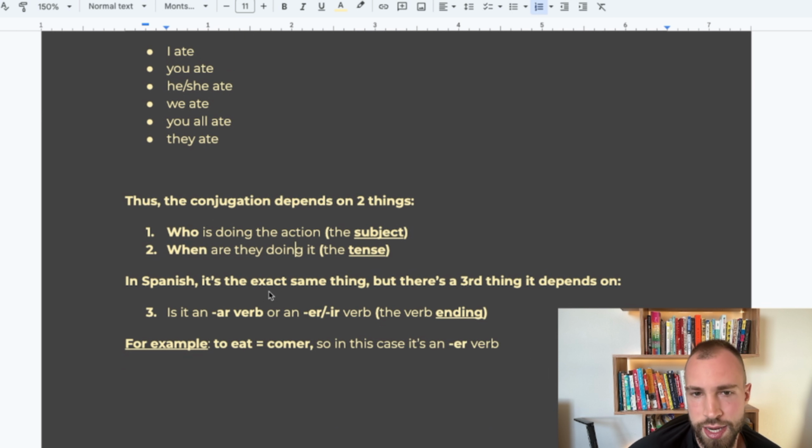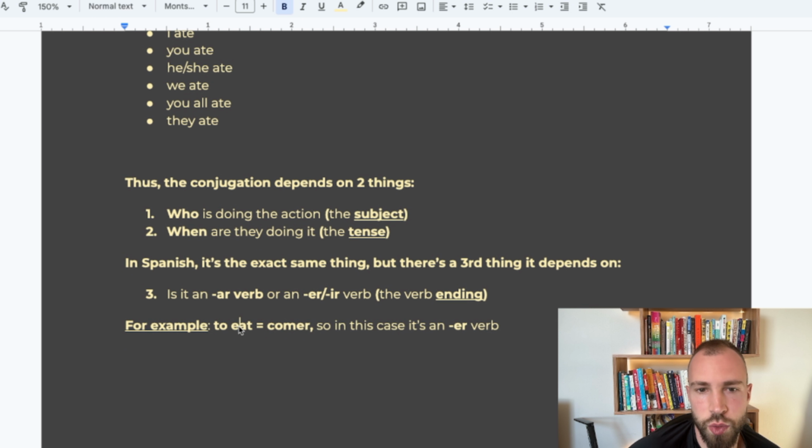In Spanish, it's the exact same thing. But there's another thing it depends on, a third thing, which is the verb ending. Does the verb end with AR, in which case it's an AR verb, or does it end with ER/IR? They share the same pattern. So that determines as well what conjugation it is. For example, the verb to eat in Spanish is comer. So the verb ending is ER, as you can see. So it's considered an ER verb, and it's going to follow the pattern for whatever ER verbs follow.